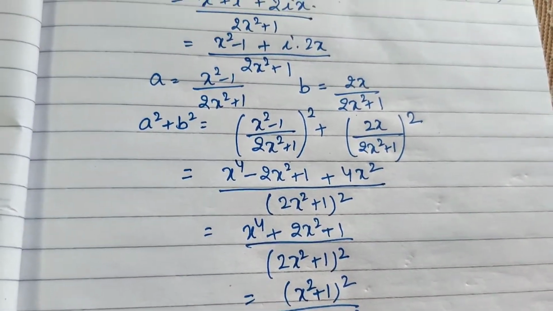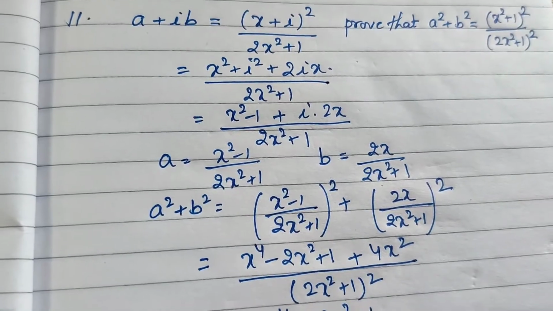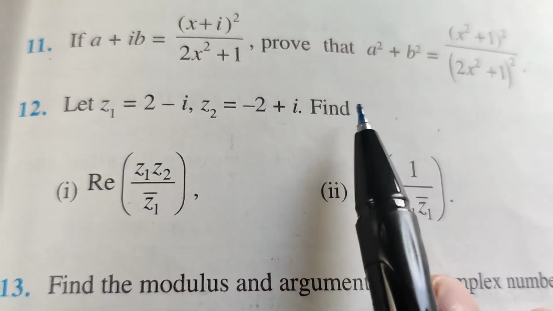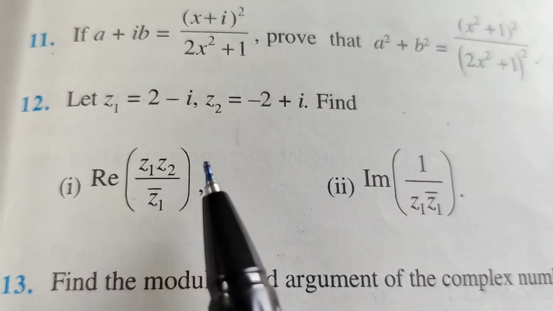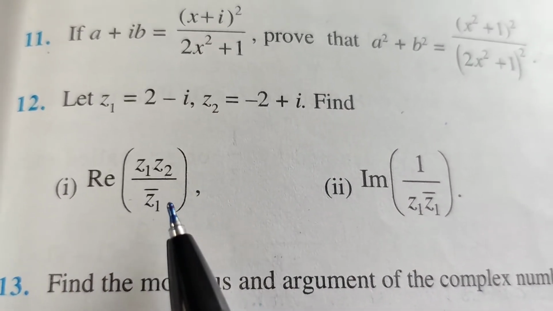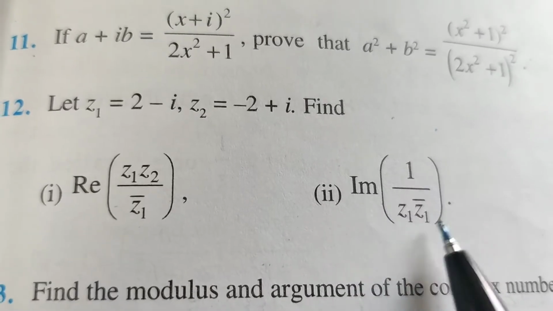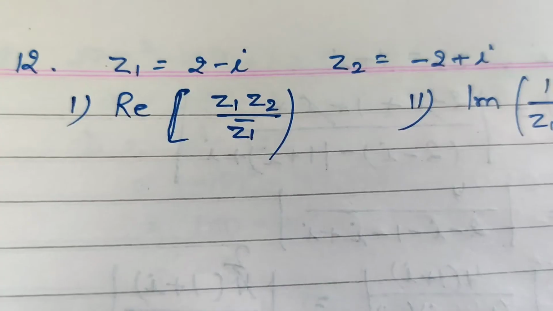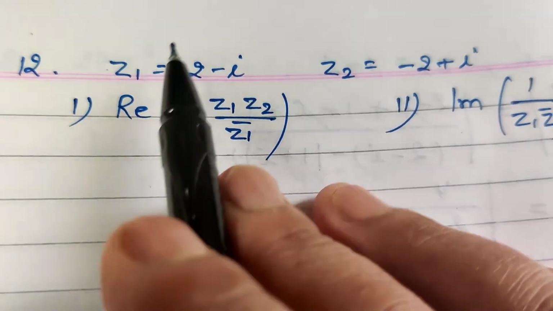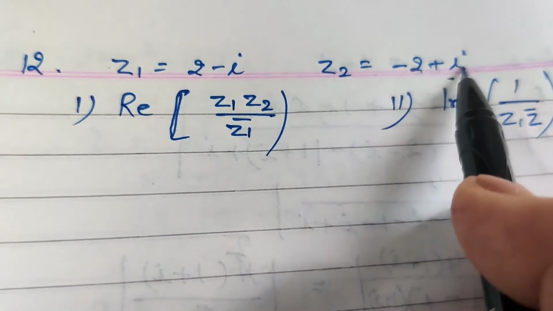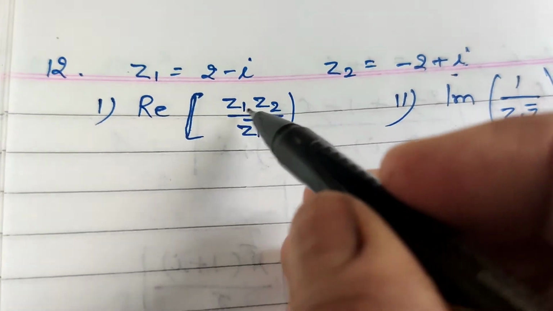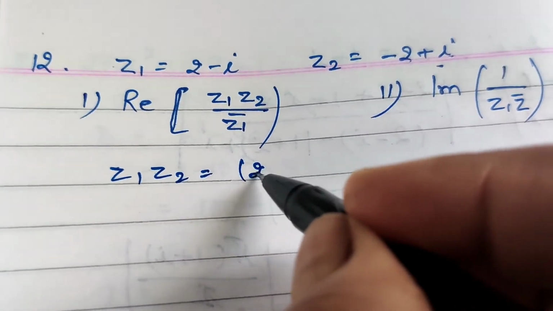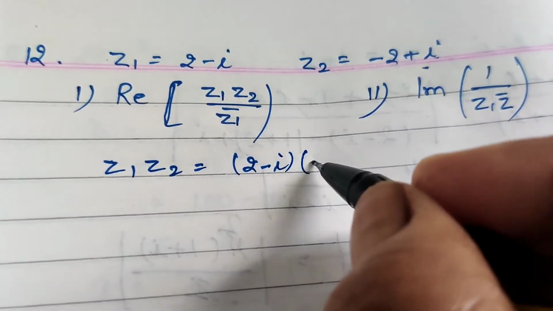Okay. Next, question number 12. Let z1 equal to 2 minus i, z2 equal to minus 2 plus i. Find the value of the real part of z1 z2 upon z1 bar, and the imaginary part of 1 upon z1 bar. So first we have to find the product of z1 and z2: 2 minus i and minus 2 plus i.